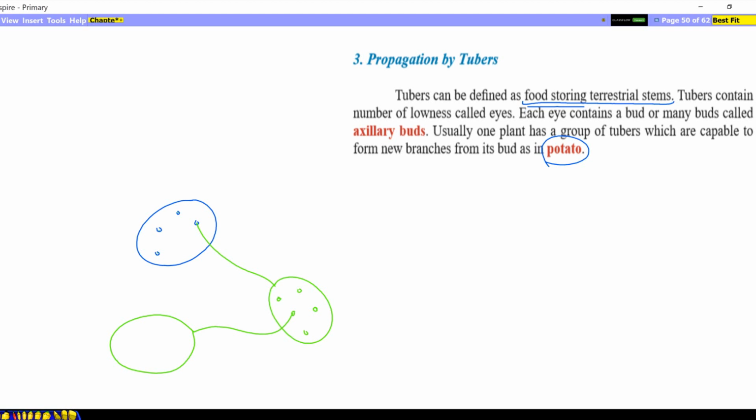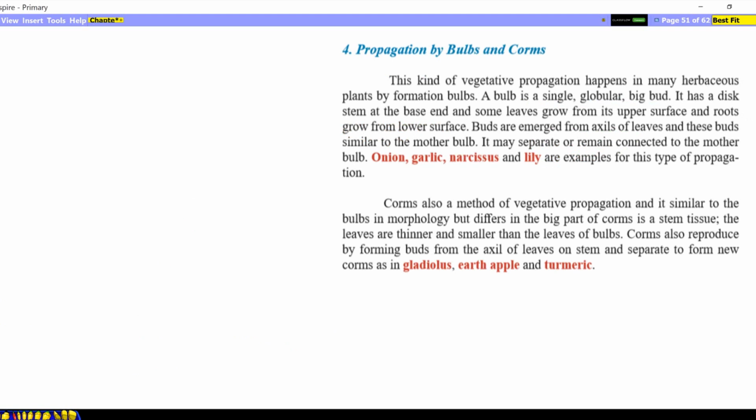Usually one plant has a group of tubers, maybe one, two, three or more, which are capable of forming new branches from their buds, as in potato. Each of them on the surface has spots called eyes, which are axillary buds containing apical meristematic tissue for extension, a new branch, and then a new tuber, like this, to make a group of tubers. Terrestrial stem like potato. Propagation by bulbs and corms.